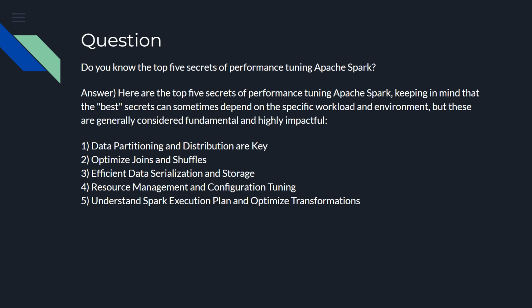By focusing on these five key areas, you can significantly improve the performance of your Apache Spark application. Remember, performance tuning is often an iterative process that involves understanding your data, workload, and cluster configuration, and then experimenting with different techniques. So that's all for this lecture. See you in the next video.